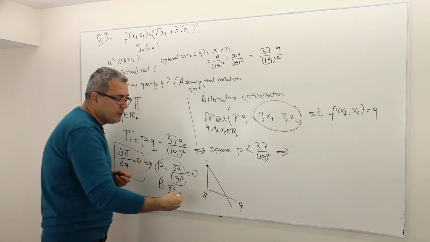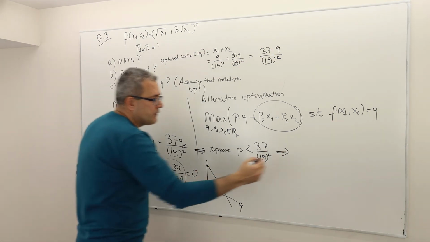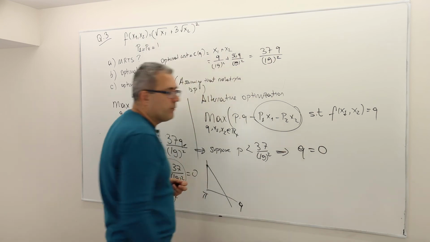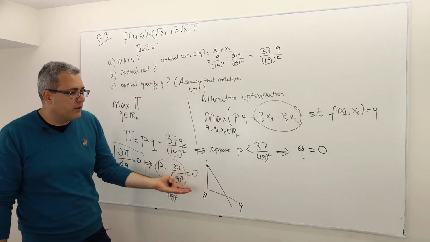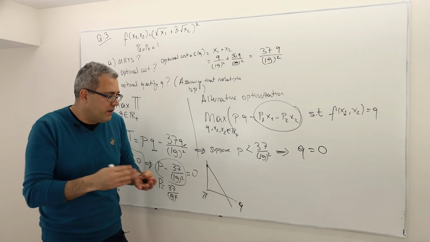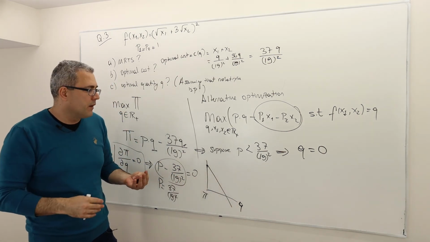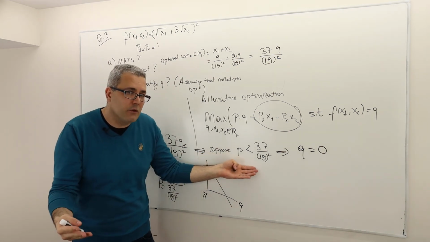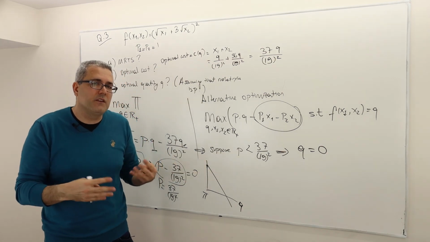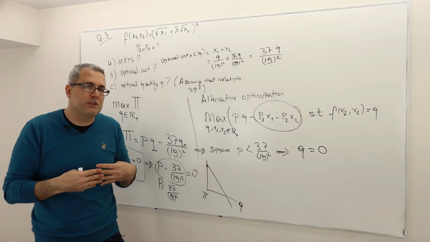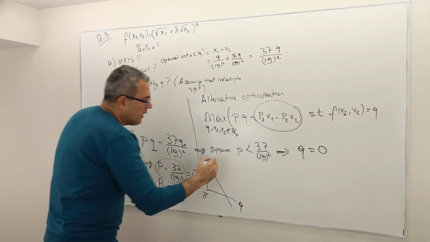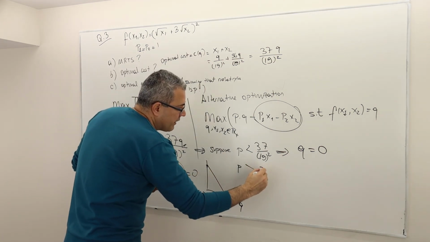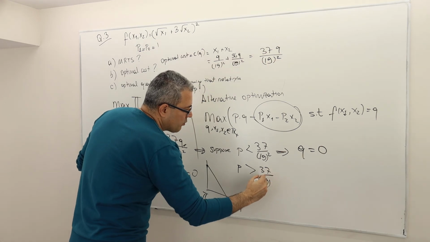So what does that mean? That means the optimal quantity is to choose Q equals 0, because it's a decreasing function and it takes its maximum value when Q is the minimum, because it's decreasing in Q. And so if you want to maximize it, you have to choose the smallest Q, which is 0, meaning not producing anything. Suppose P is greater than 37 divided by 19 squared.